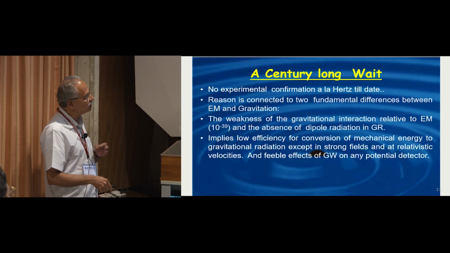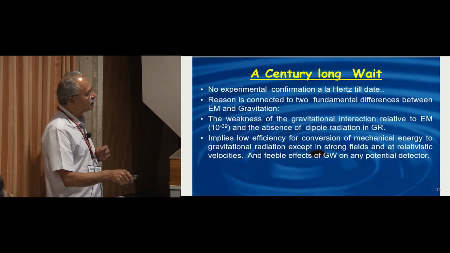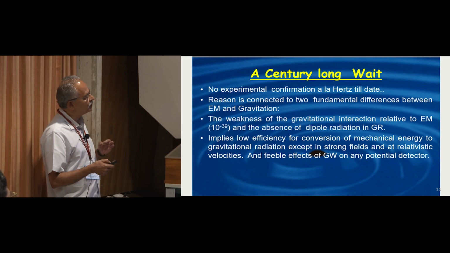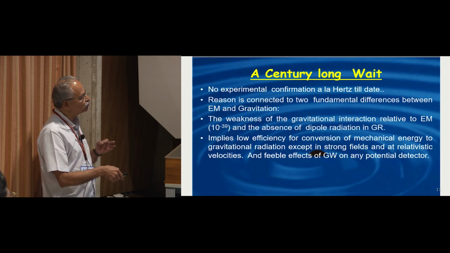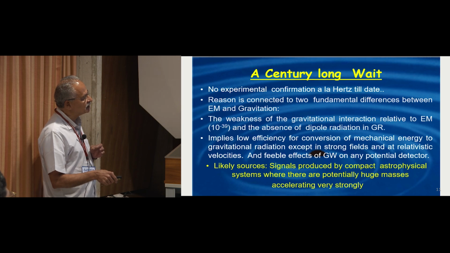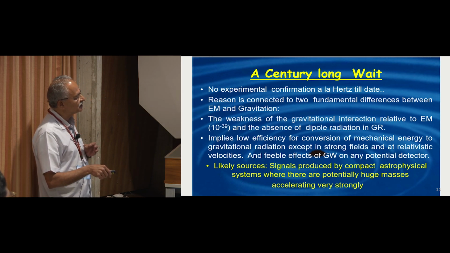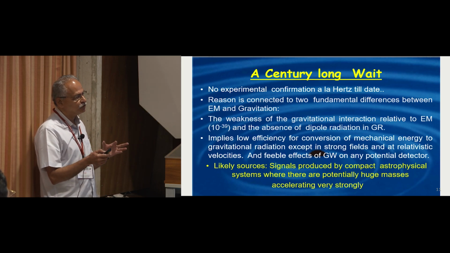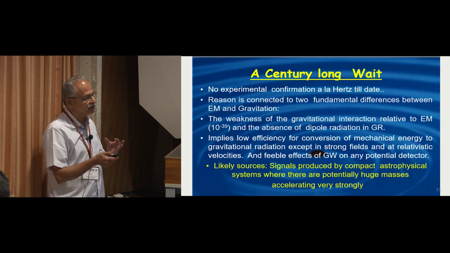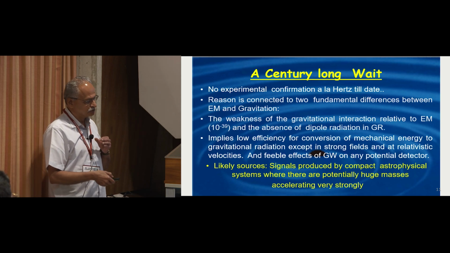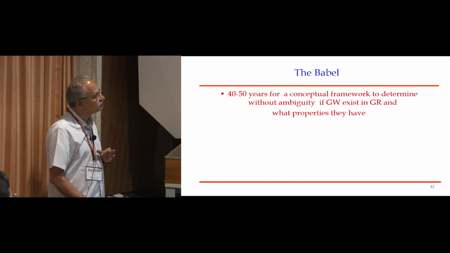The leading order is quadrupole, and that is the reason if you try to convert mechanical energy to gravitational radiation, unless you have strong fields and relativistic velocities, you would not be able to create enough gravitational radiation. And the effect of gravitational wave on any potential detector would also be very feeble. So, you cannot have lab sources. So, the likely sources are signals which are produced by compact astrophysical systems where there are potentially huge masses accelerating very strongly. So, though you can say that gravitational waves should exist in the laboratory, if you want to create gravitational waves, you really have to go to astrophysics. So, this is one important point you have to keep in mind.